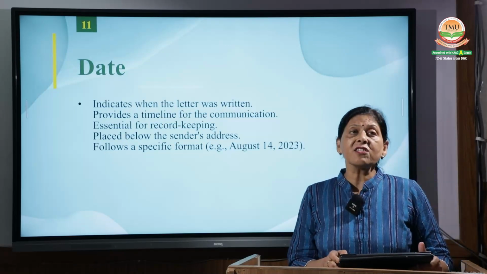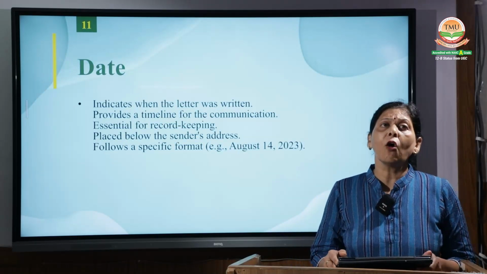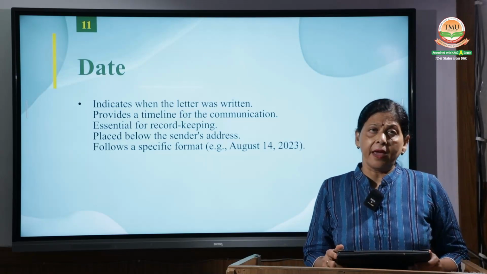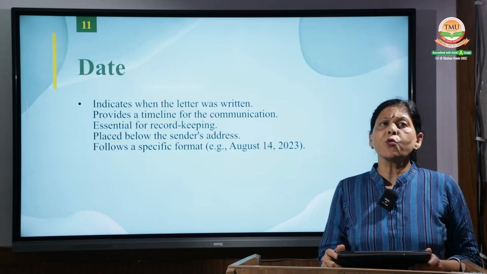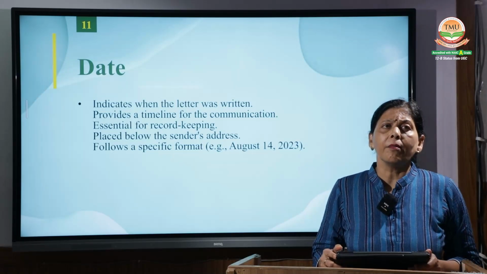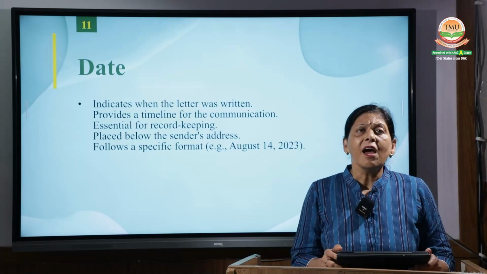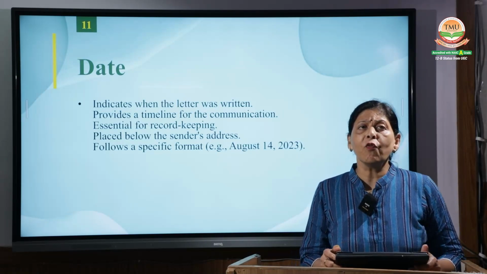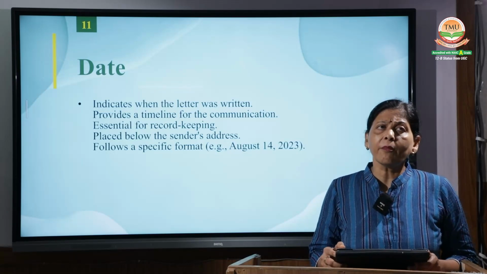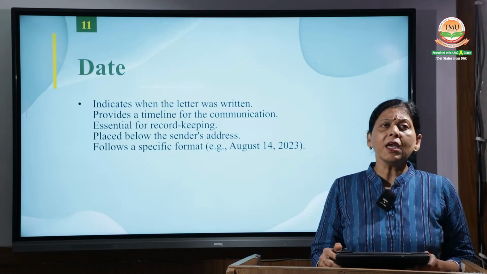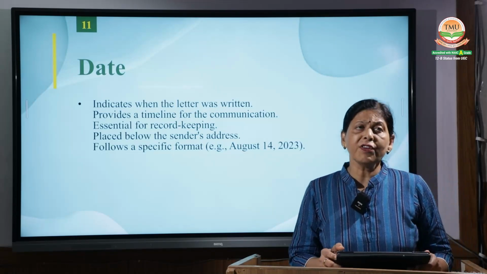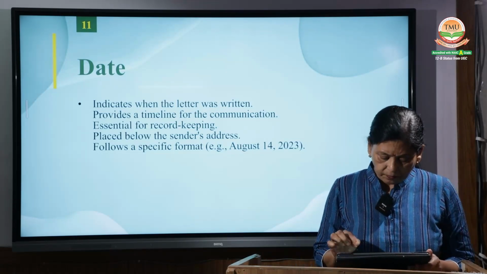Now the next is the date. The date always has to be mentioned, on the left hand side. It can be May 20, 2024, or it can be 20 May 2024. So these are the two ways we can write the date. As I had mentioned earlier, 20.5.2024 will be wrong, because we don't write the date in numericals.